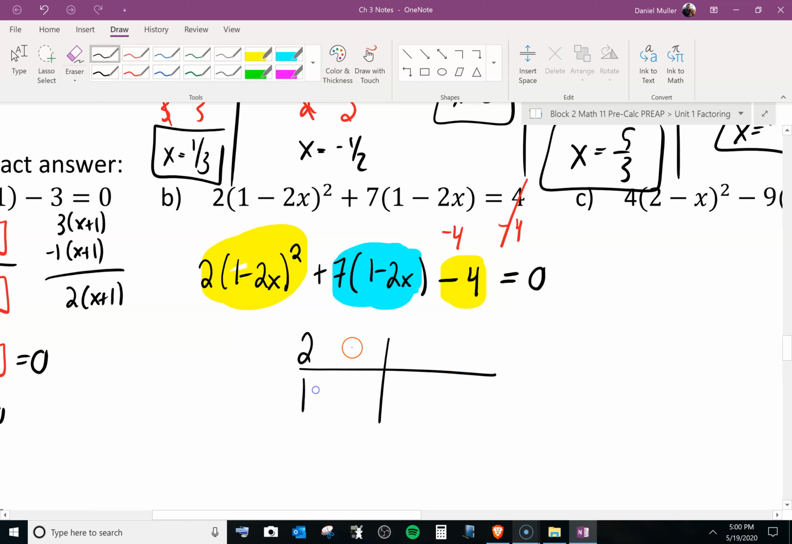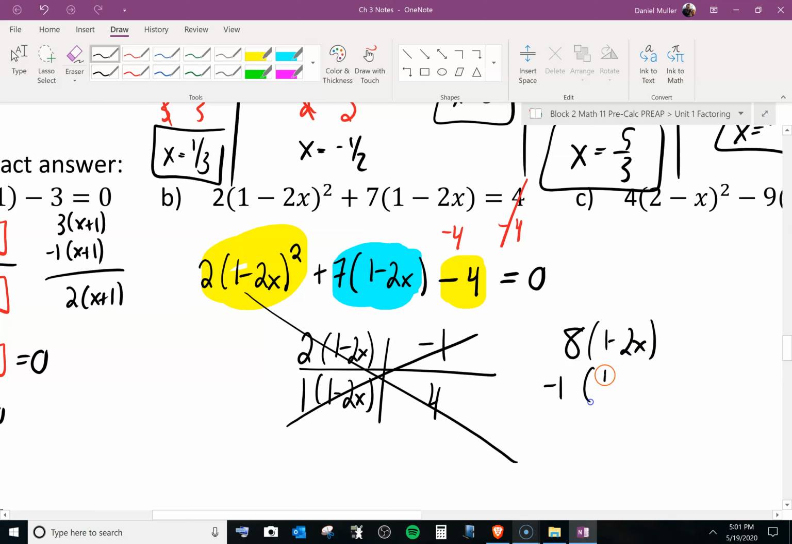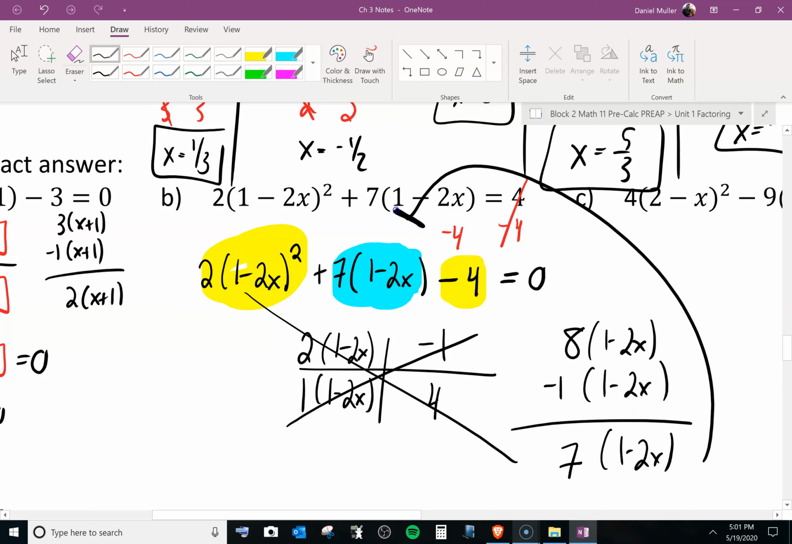2 is probably a 2 and a 1, and then this is 1 minus 2x and 1 minus 2x to get you a 1 minus 2x squared. This side is 4. So I want to say 2 and 2, but I think the answer is actually 4 and 1, and it needs to be negative. So this diagonal is going to be an 8. 4 times 2 is 8. 1 minus 2x. This diagonal is a negative 1. 1 minus 2x. And if I add those, I get 7. 1 minus 2x's. And that is what I have right there. So I know I have factored it correctly.